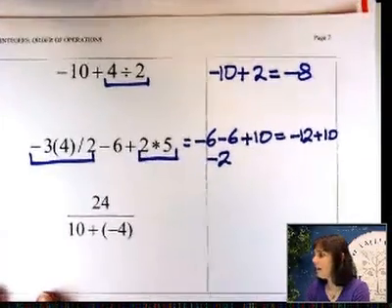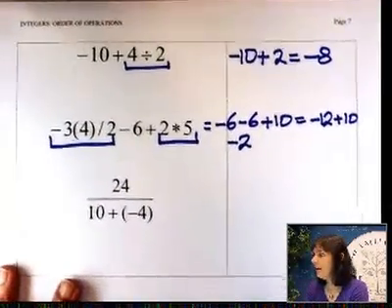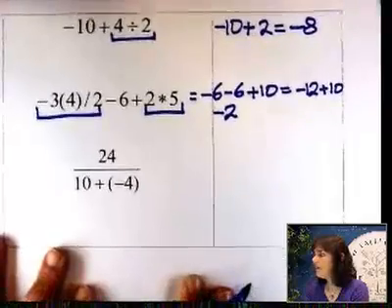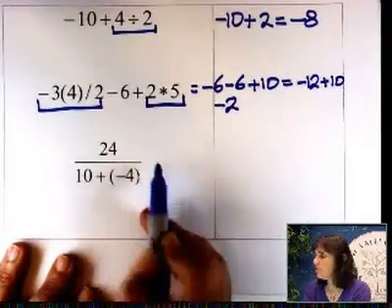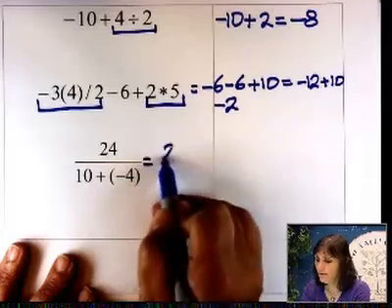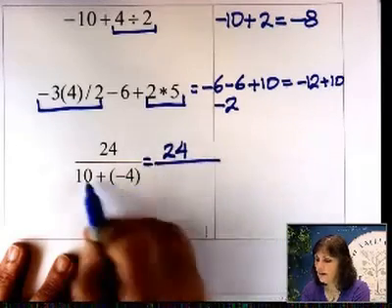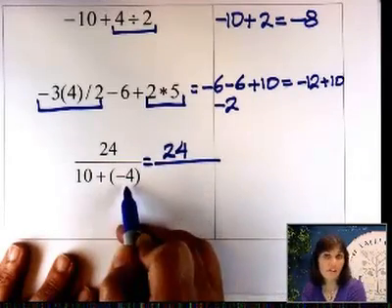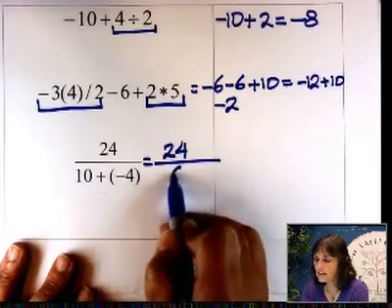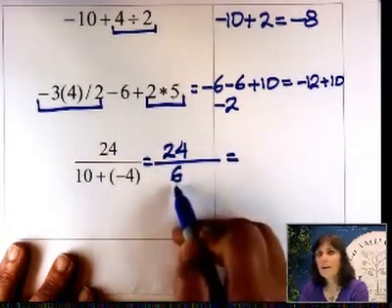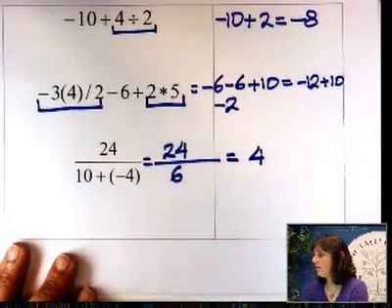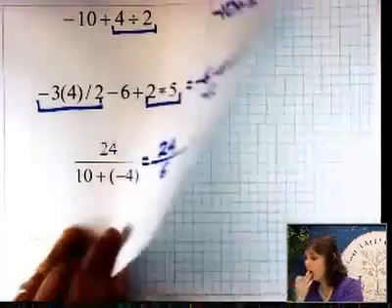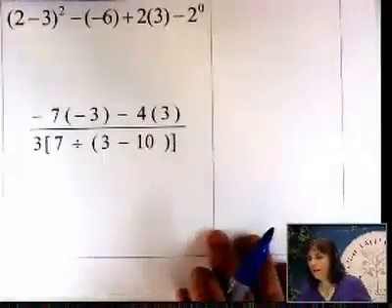How about something that has some division bar in there? Now, this one is a grouping symbol, so I have to do that first. 10 plus minus 4, plus minus is negative. 10 minus 4 is 6. Now do the division. 24 divided by 6 is 4. All right. A little more.